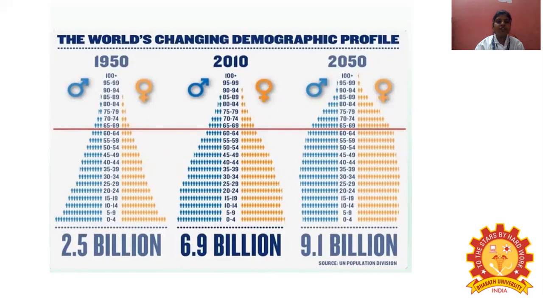This is the world's changing demographic profile. In 1950, it had 2.5 billion. In 2010, it had 6.9 billion. But in 2050, it will be 9.1 billion.